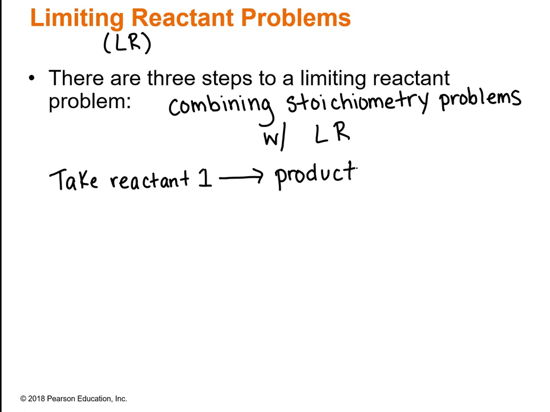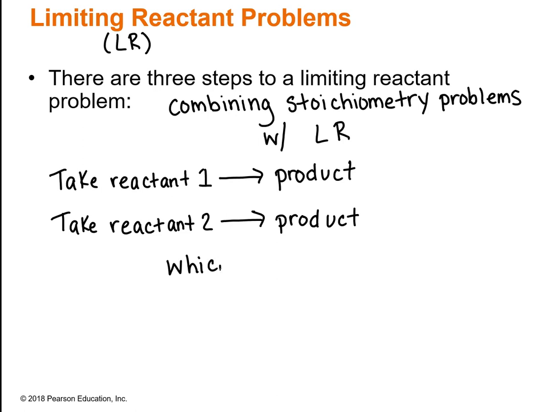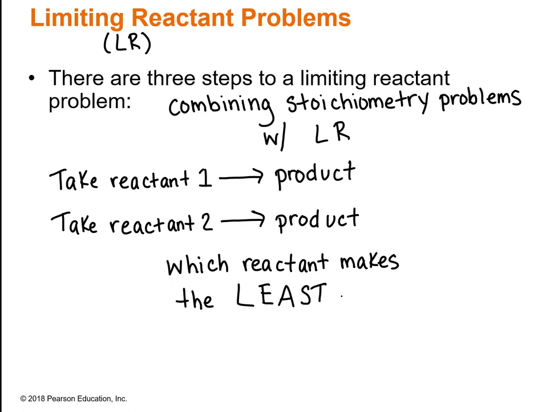So this could be a mass-to-mass problem. This could be a mass-to-volume. Any of the problem types that we've done, that's what it could be. Then you're going to take your reactant 2 and do the same problem type to figure out how much product you would make. Then you have to answer the question, which reactant makes the least product? Whichever one has a smaller number for the amount of product you make, that's going to be your limiting reactant.